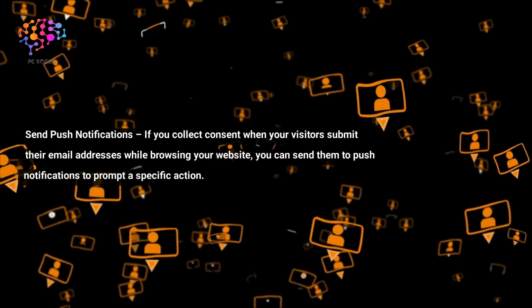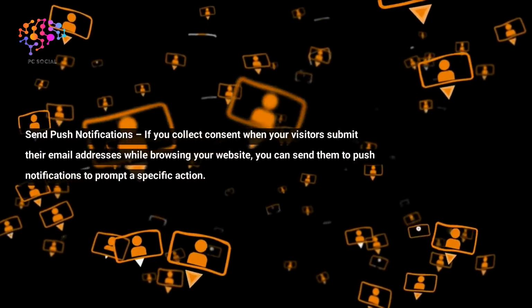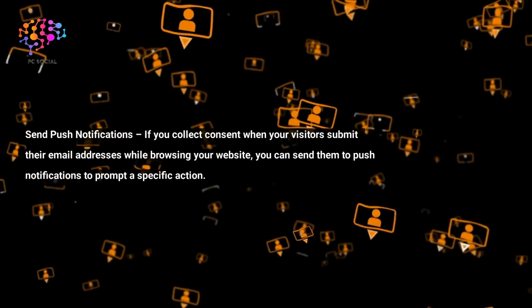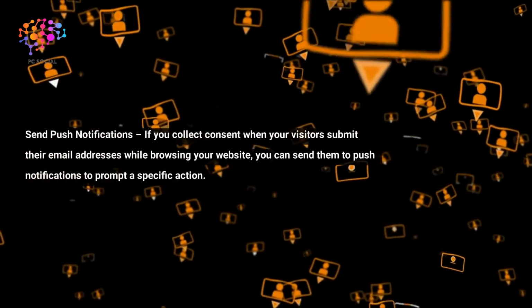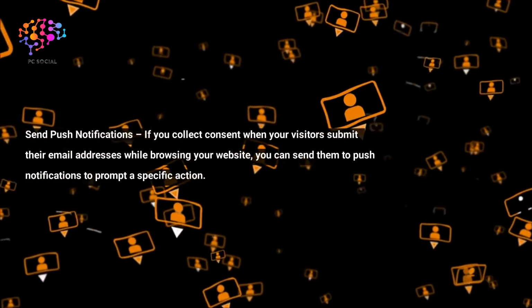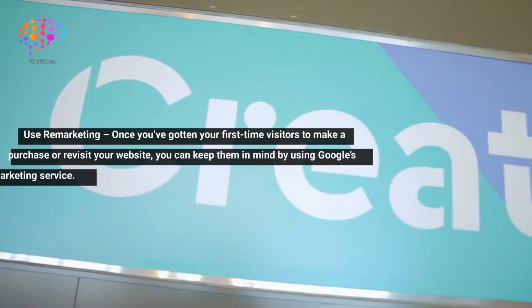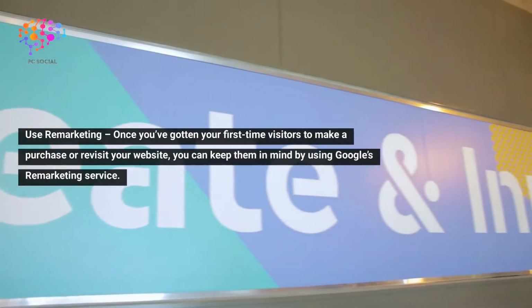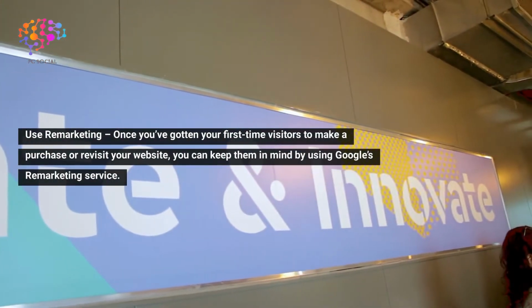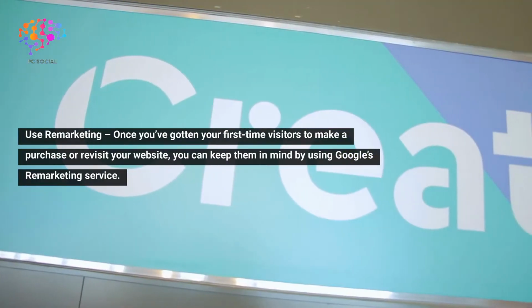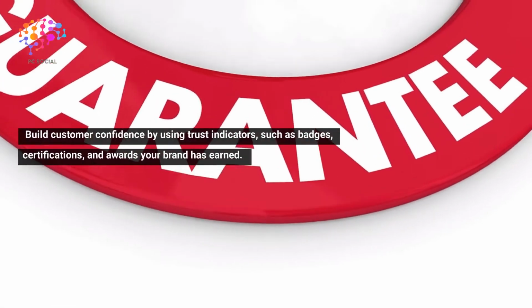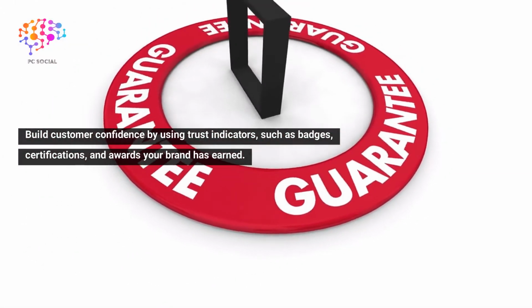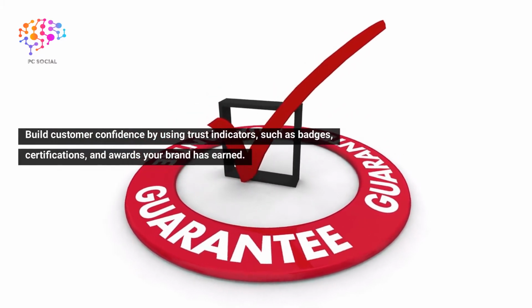Send push notifications. If you collect consent when your visitors submit their email addresses while browsing your website, you can send them push notifications to prompt a specific action. Use remarketing. Once you've gotten your first-time visitors to make a purchase or revisit your website, you can keep them in mind by using Google's remarketing service. Build customer confidence. Build customer confidence by using trust indicators, such as badges, certifications, and awards your brand has earned.